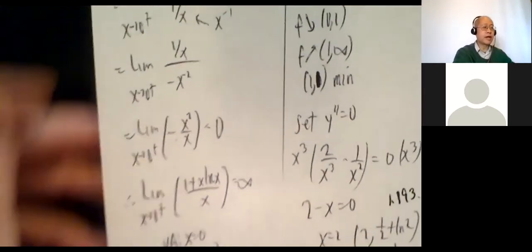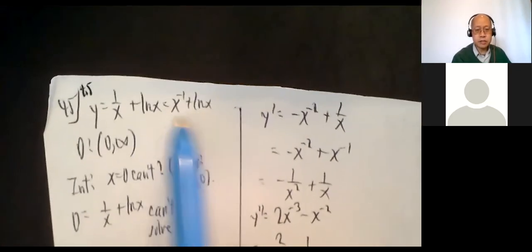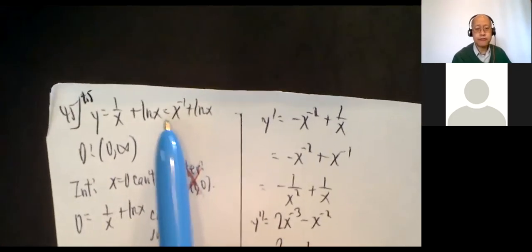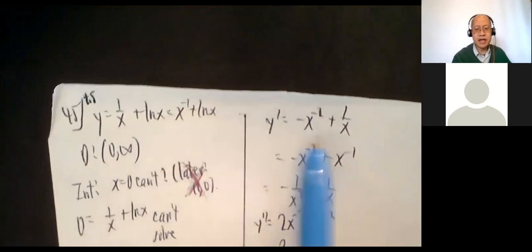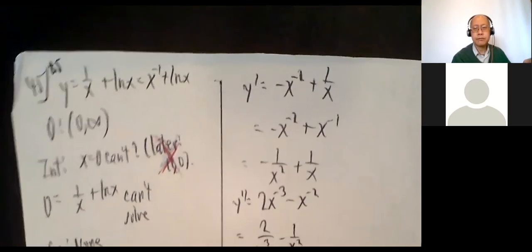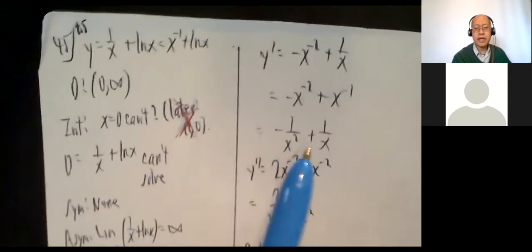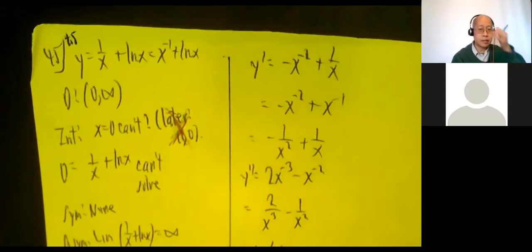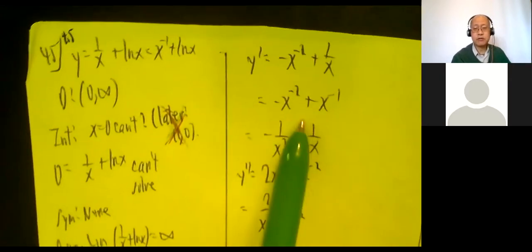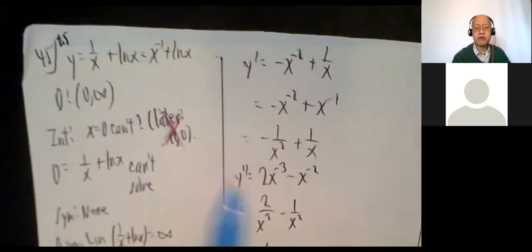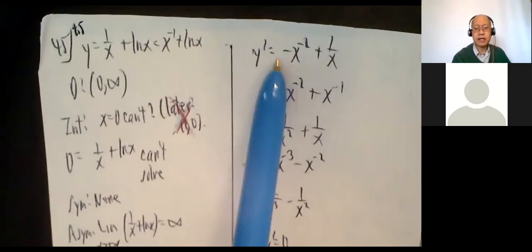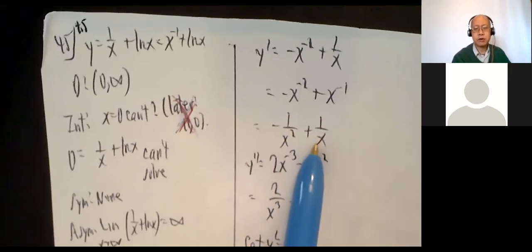Okay, so I'll do my derivative analysis now. So y prime, start off with this. The first derivative is negative x to the negative 2 plus 1 over x. For second derivative purposes, I'm going to write it like this: negative x to the negative 2 plus x to the negative 1. But better for algebra is to write it like this: negative 1 over x squared plus 1 over x.